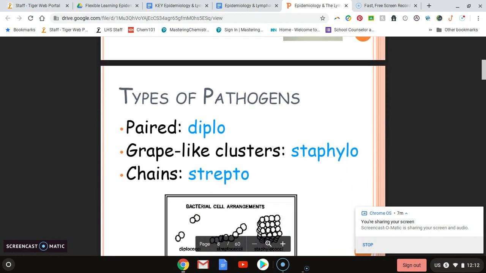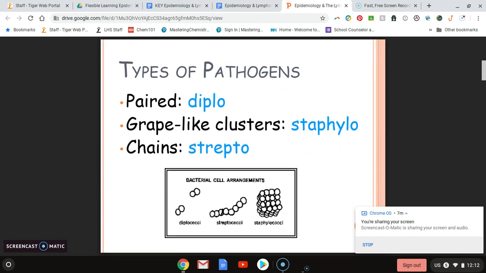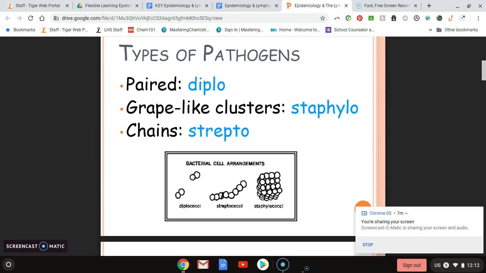Based on their arrangement, if they're paired up, they're diplo. If they're in groups or clusters, they're staph. And if they're in chains, they're strepto. So looking at the picture at the bottom, a diplococci is diplo, meaning paired round. Streptococci would be a chain of round, and a staphylococci would be the great clusters of round.